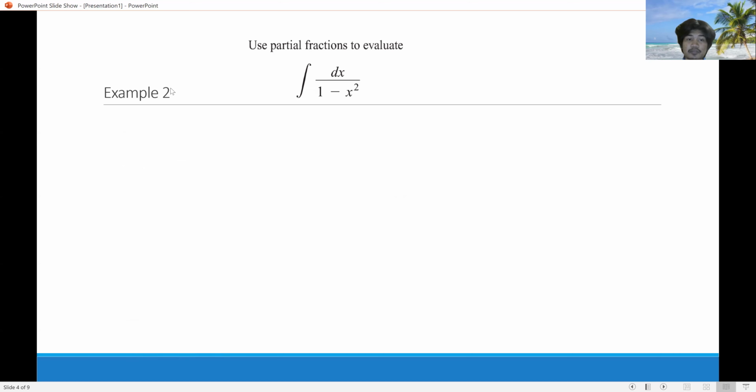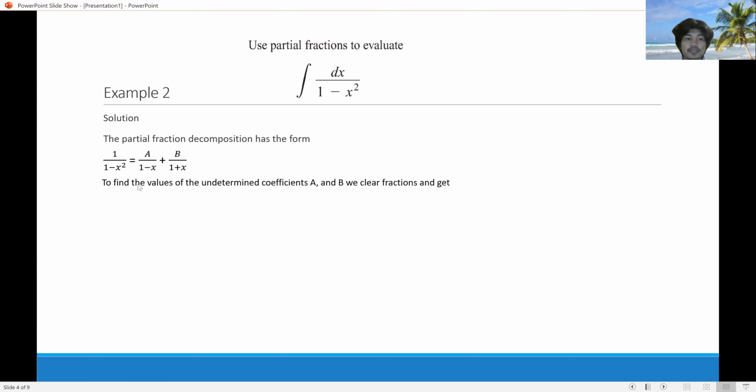Here is example number 2. Use partial fractions to evaluate the integral dx over 1 minus x squared. The partial fraction decomposition has the form 1 over 1 minus x squared is equal to a over 1 minus x plus b over 1 plus x. In order to find the coefficients a and b, we clear the fractions and get a times (1 plus x) plus b times (1 minus x). And then we get x times (a minus b) plus (a plus b) is equal to 1.